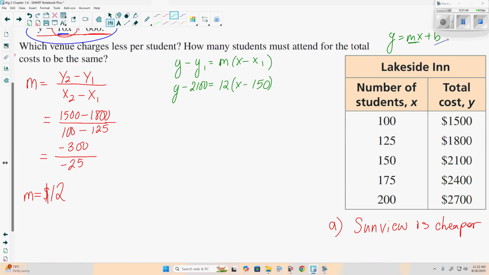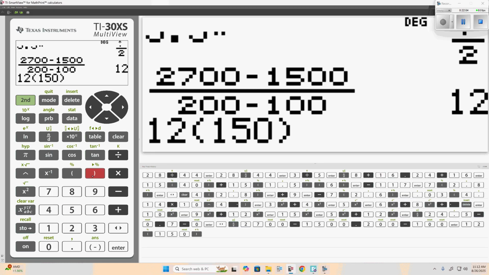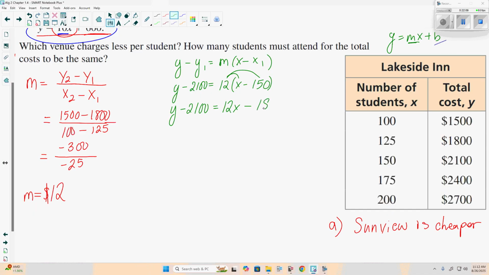Now, what we need to do is get y by itself. First thing we need to do is simplify those parentheses on the right-hand side. We're going to distribute that 12 through. Now, 12 times x is 12x. Now, 12 times 150 is going to be 1800. Since the 150 was negative, it's going to be negative 1800.